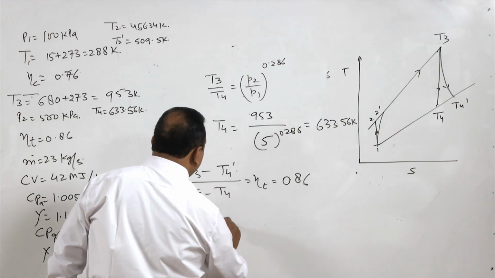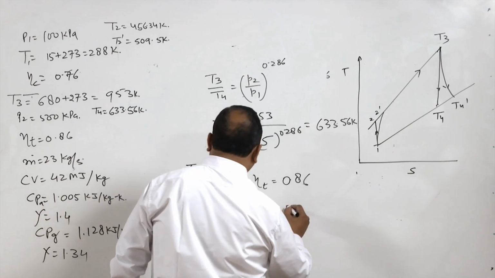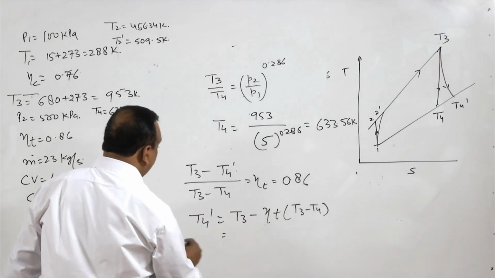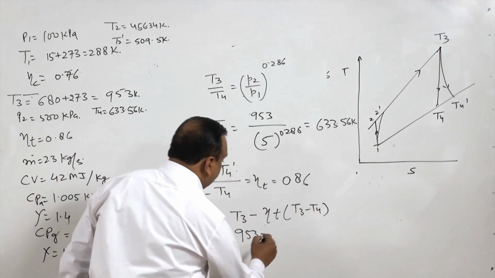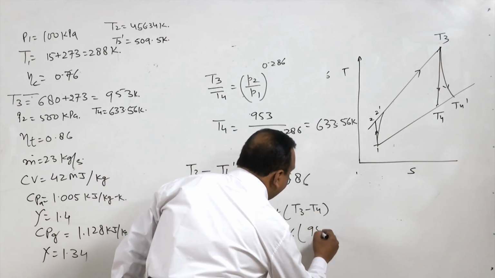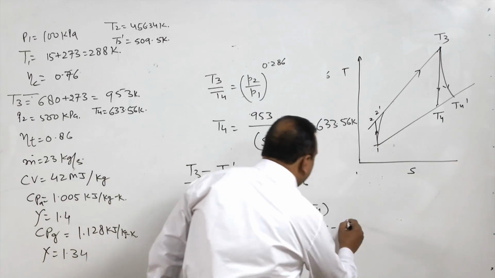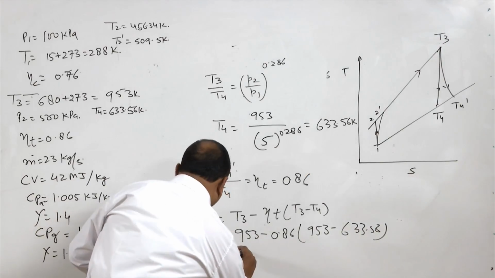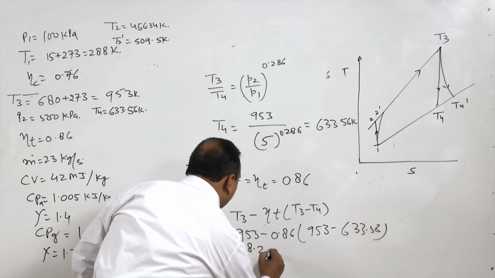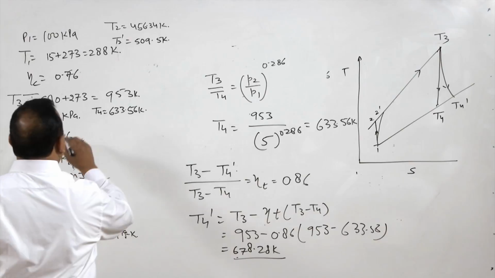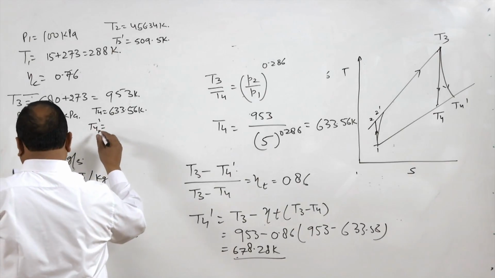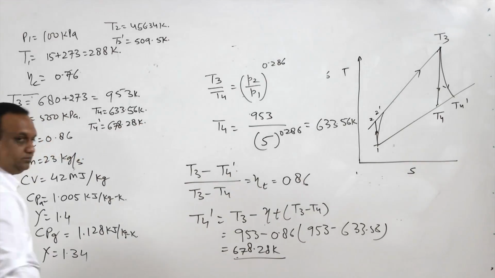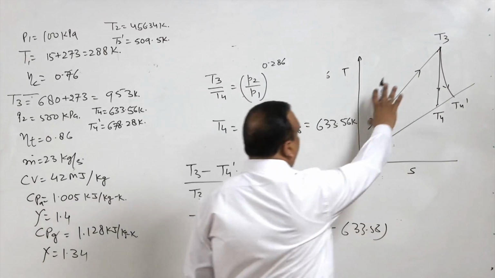So, T4 dash is equal to T3 minus efficiency of the turbine times (T3 minus T4), where T3 is 953 Kelvin. So, 953 minus 0.86 times (953 minus T4), which is 633.56, and this gives the value of T4 dash as 678.28 Kelvin. So, T4 dash is 678.28 Kelvin. Now, we have temperatures at all salient points, right.